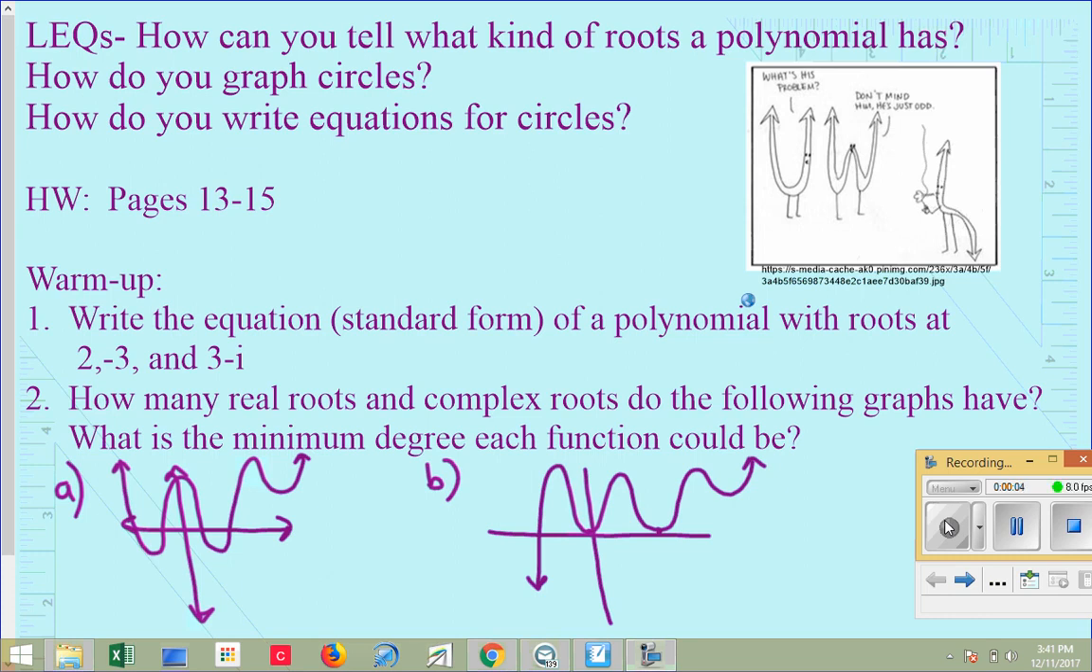This is day 7 of Unit 5. We started today with a warm-up. So pause the video, try the warm-up, and then play to check your answers.